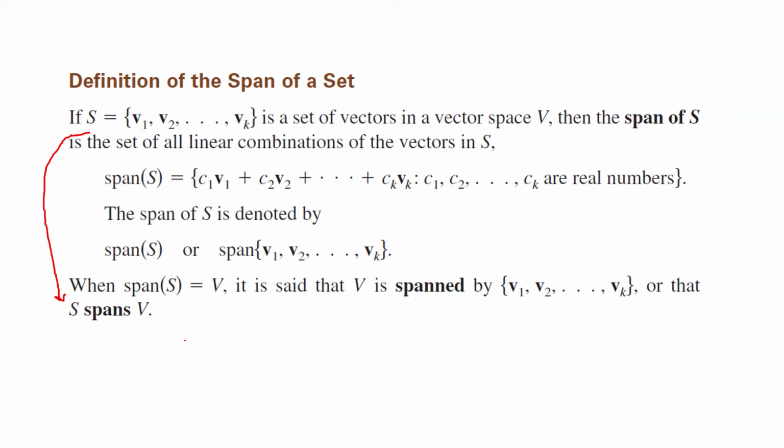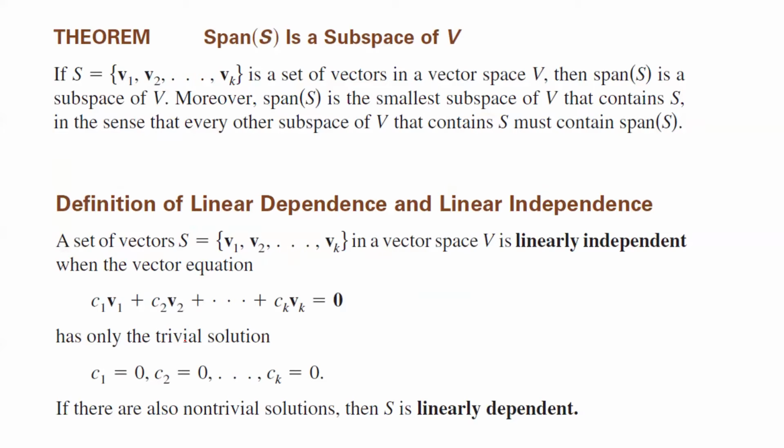Okay, now that we have this definition, we're going to introduce a theorem and another definition for you. Theorem: span S is a subspace of the vector space V. So span S is the set of all linear combinations, and those linear combinations form a subspace of V. What's the meaning of that? It means that it is closed under addition and scalar multiplication.